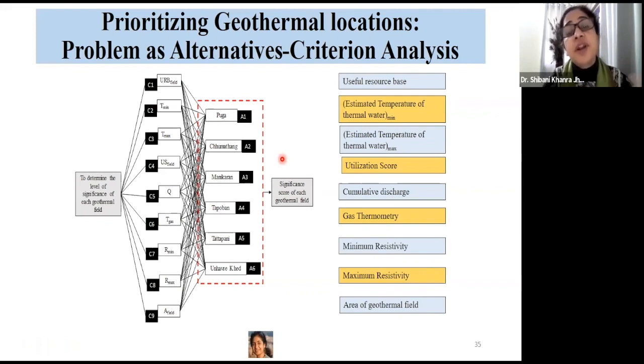We have taken the same strategy that we used for different renewable alternatives. The 6 geothermal fields that we have identified are evaluated based on these 9 criteria, as we have discussed. These are the attributes that represent the significance of each geothermal field. At the same time, these are the factors which contribute to the potential of that particular field as well.